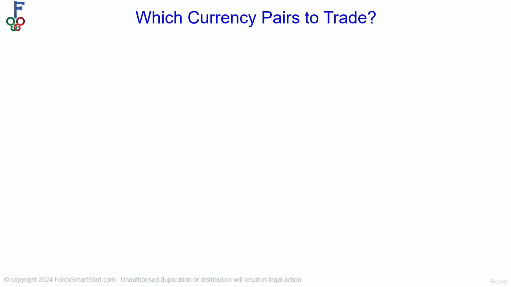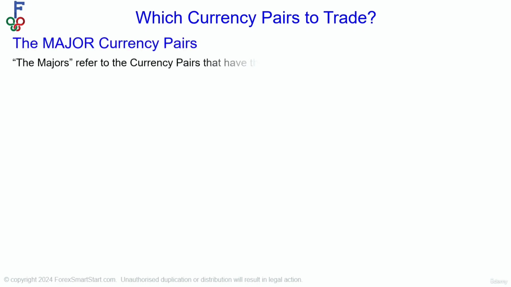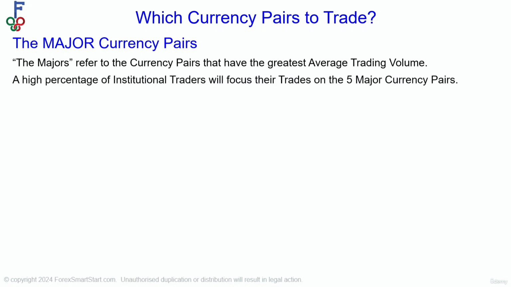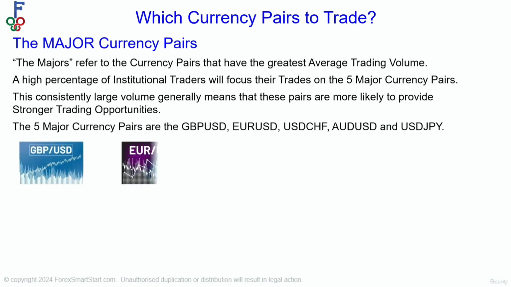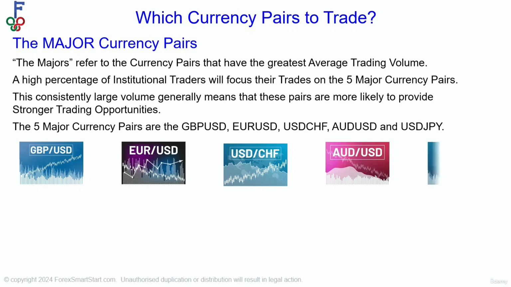Which currency pairs to trade? The major currency pairs. The majors refer to the currency pairs that have the greatest average trading volume. A high percentage of institutional traders will focus their trades on the 5 major currency pairs. This consistently large volume generally means that these pairs are more likely to provide stronger trading opportunities. The 5 major currency pairs are the GBP USD, Euro USD, USD Swiss franc, AUD USD, and USD Japanese yen.